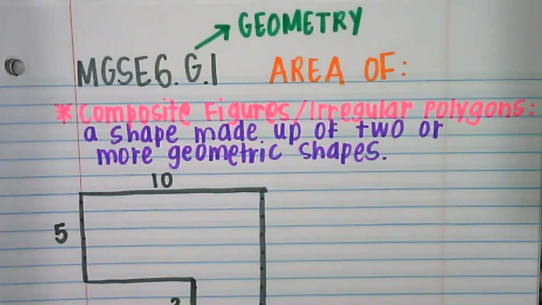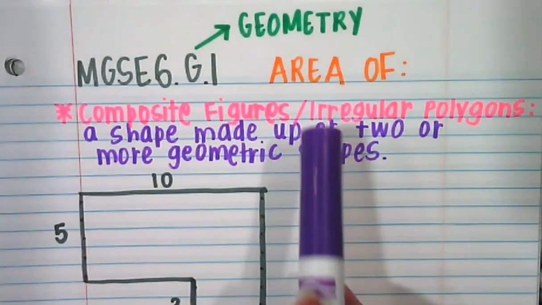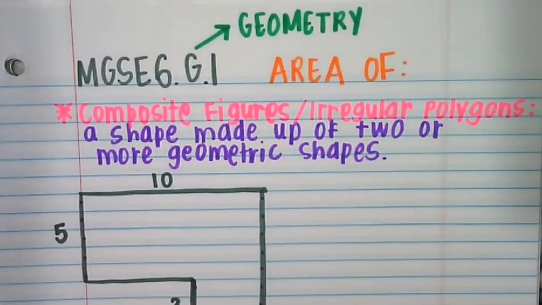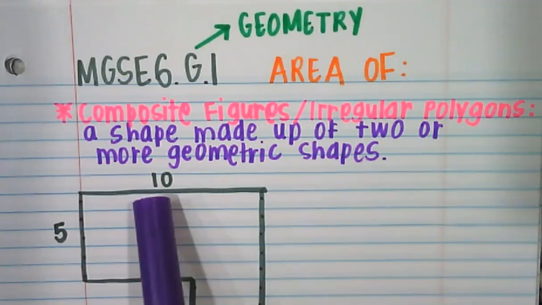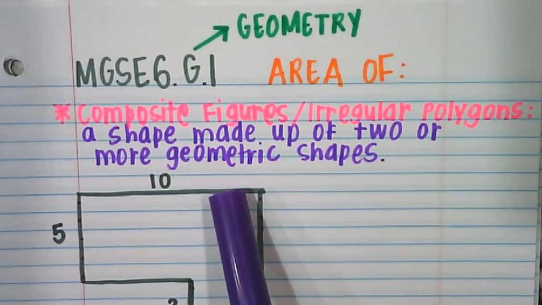All right, our next video for our geometry unit, we're going to continue talking about area, but now we're not just talking about area of a trapezoid, of a triangle, of a rectangle. We're extending to something called composite figures, which we also call irregular polygons. Now, what is a composite figure or irregular polygon? It is a shape made up of two or more geometric shapes.